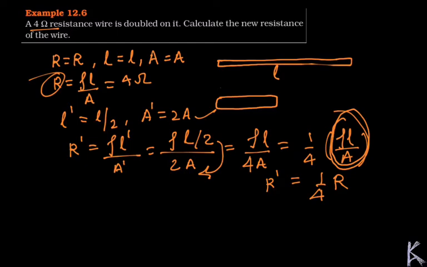The resistance is given as 4 ohm, so we write 4 ohm. 4 by 4 will be equal to 1 ohm. It means when the wire is doubled on itself, the resistance will become 1/4 of the previous resistance.